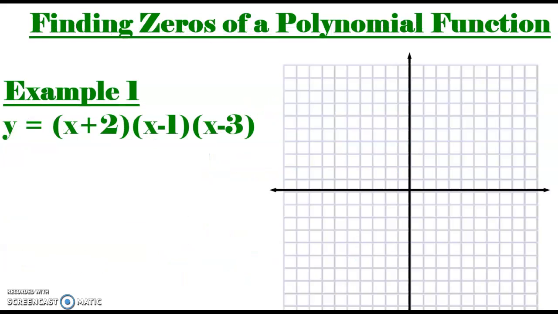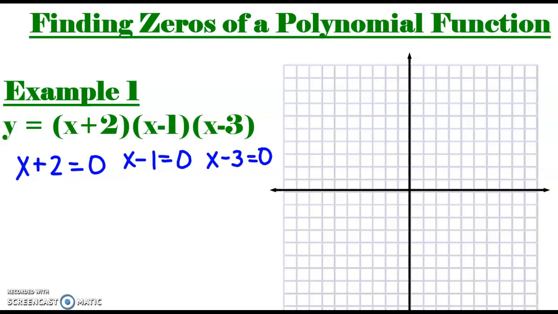All right, so finding zeros of a polynomial function, right? These will be our solutions, and then we'll work backwards and get the equation. So we've got y equals x plus 2 times x minus 1 times x minus 3. So now this is already in factored form. Right? So just like we did with quadratics, to find the solutions then, we can take our factors, set them equal to 0, and solve them.